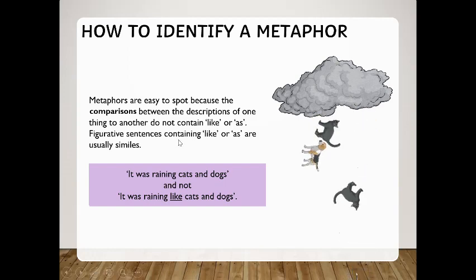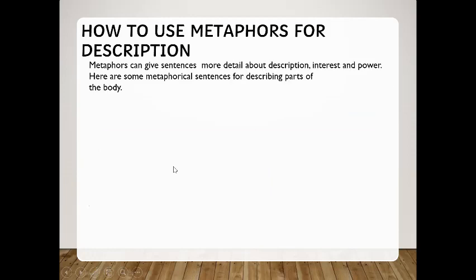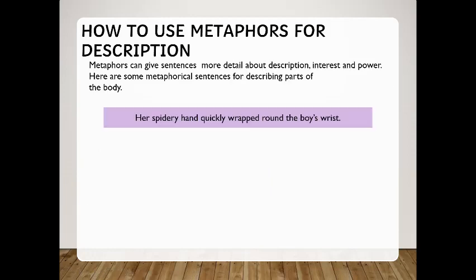Okay, it was raining cats and dogs. Okay, so it was raining cats and dogs is a metaphor. It was raining like cats and dogs would be a simile, and a pretty bad simile at that. Okay, but it was raining cats and dogs obviously just means it was raining a lot, but since it doesn't have the words like or as, and it's comparing rain to cats and dogs, that makes it a metaphor. Okay, so metaphors add more detail and description as well. So let's have a look at a couple of examples here.